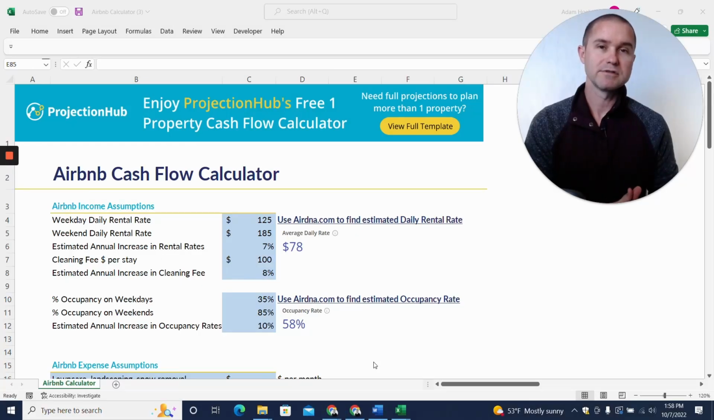Hey, if you're an Airbnb host and you're trying to figure out how much profit and cash flow your Airbnb unit might be able to produce, I want to walk you through our Airbnb cash flow calculator and run through a few different scenarios just to show you how this answer is really hard to pin down.